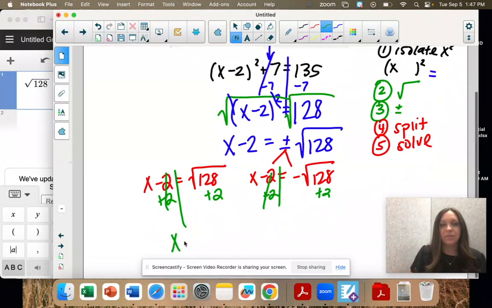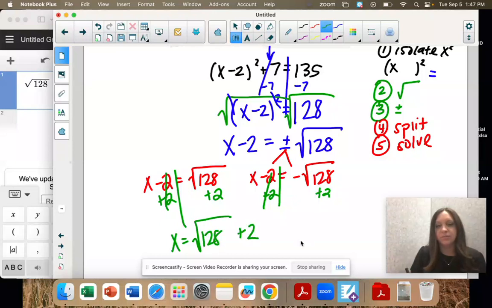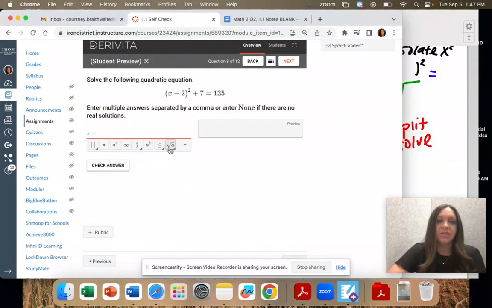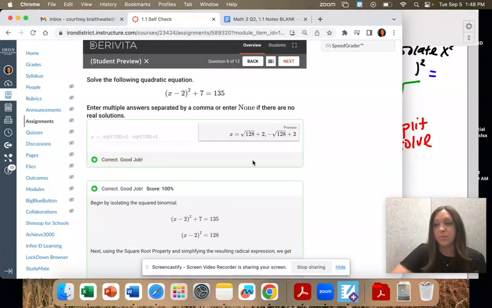It's kind of ugly, but we have the square root of 128 plus 2. And we have negative square root of 128 plus 2. So when you type that in, square root of 128 plus 2, comma, negative square root of 128 plus 2. So see how I have my plus or minus, but we still have to plus 2 on both sides.